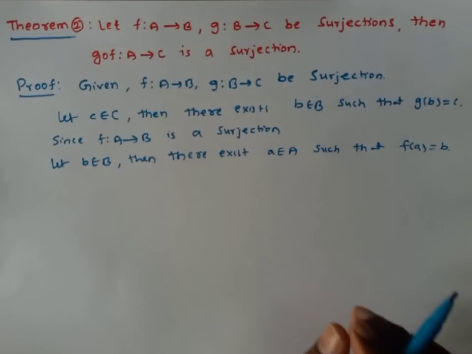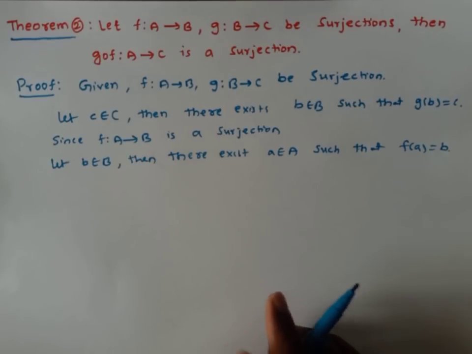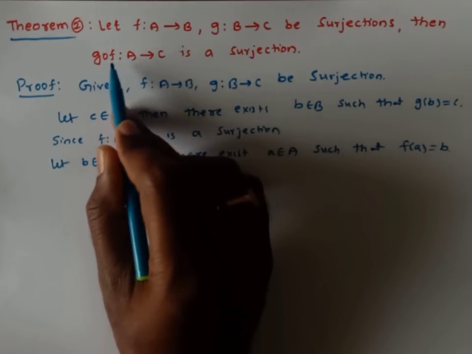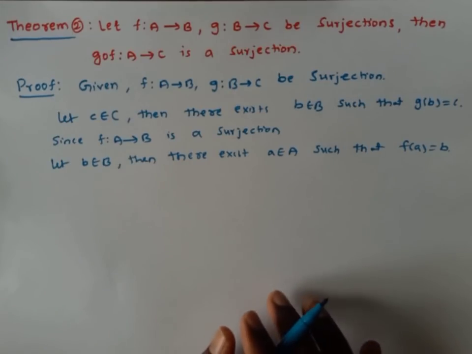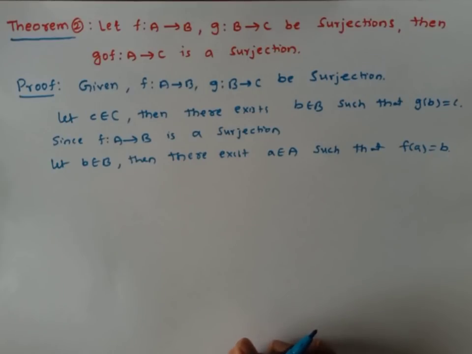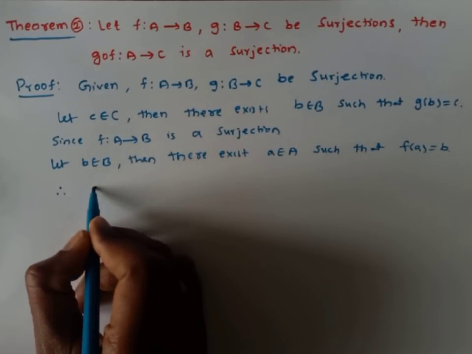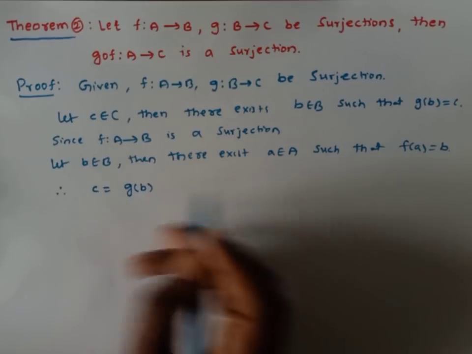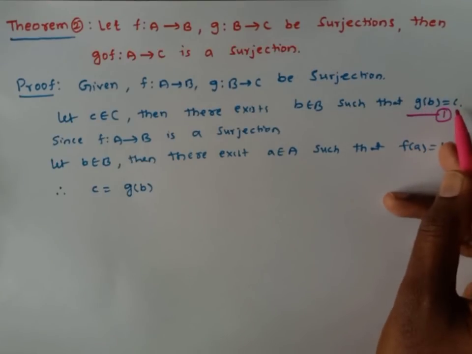Now, by using these two definitions, we need to show G circle F is a surjection. So for that, what do we have to show? For any element C belonging to C, there exists an element A belonging to A such that G circle F of A is equal to C. So it is enough to show G circle F of A equals C. So let us consider C by using these two definitions. Here let us take C. What is C? C is nothing but G of B, from equation 1, definition 1.